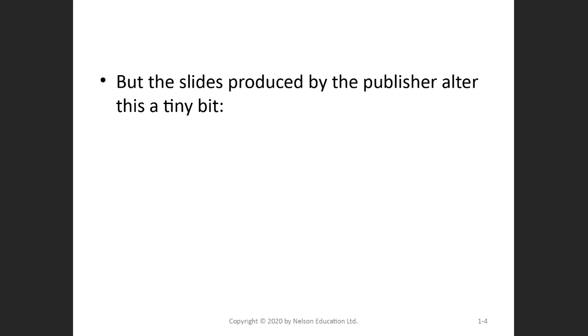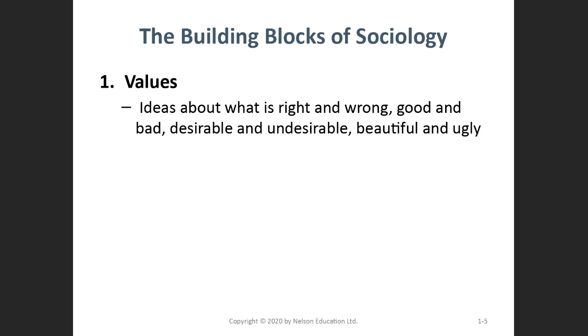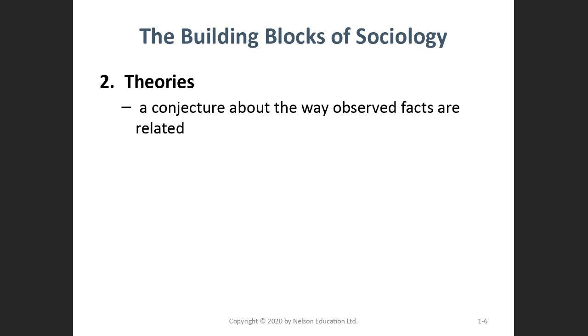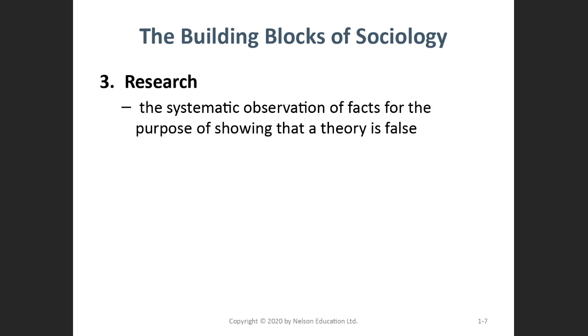The next slide, though, is from the slide produced by the publisher after this. I've broken it up. This slide originally had 3 items on it. It says building blocks of sociology are 1, values, 2, theories, and 3, research. Now, there's a tiny difference between these 2 things. Did anyone notice a difference between these slides and the quote that I read from the textbook?